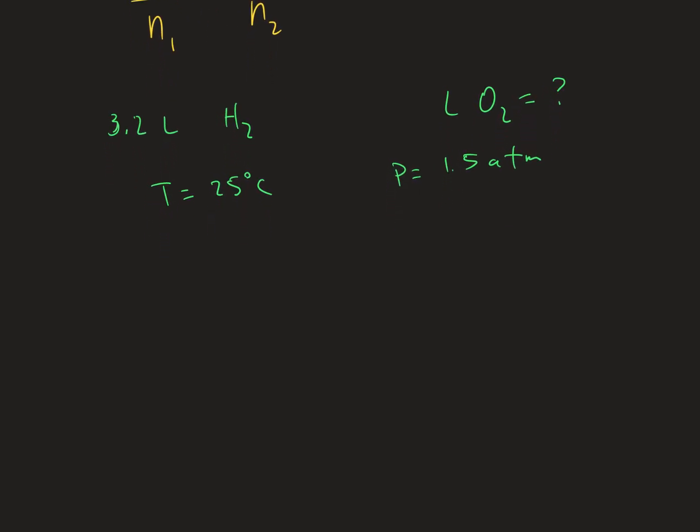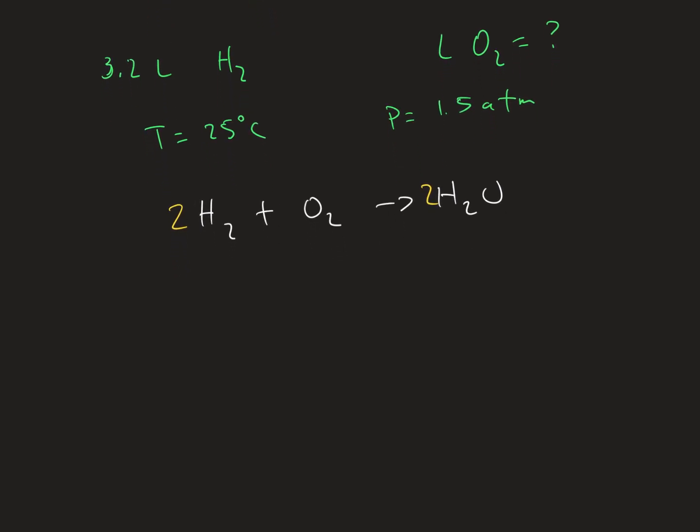To be able to do this, we have to have a balanced equation. So H2 plus O2 gives us H2O. Balance it. There we go. We good? So what do we do? Start with what we know, right? Am I going too fast? Okay, so we start with what we know. We have 3.2 liters of hydrogen gas.